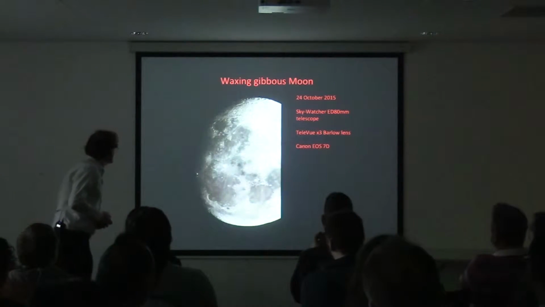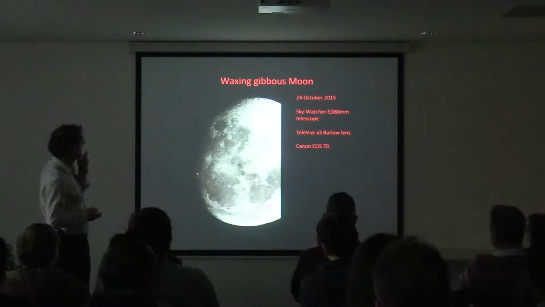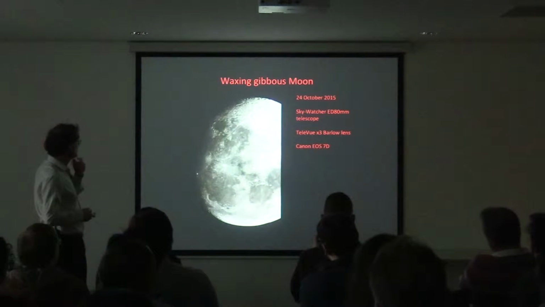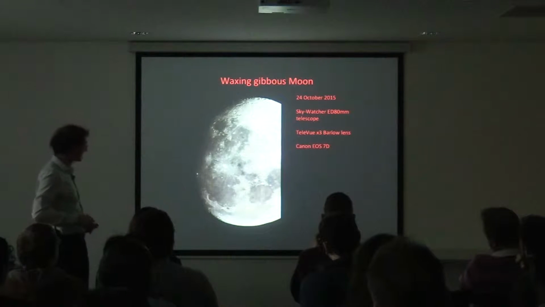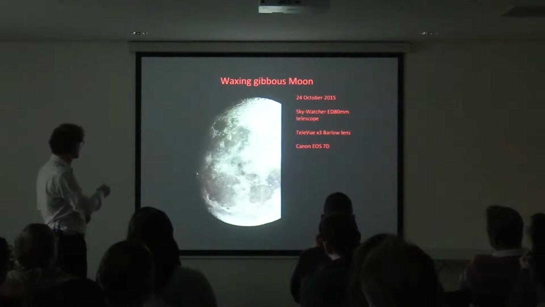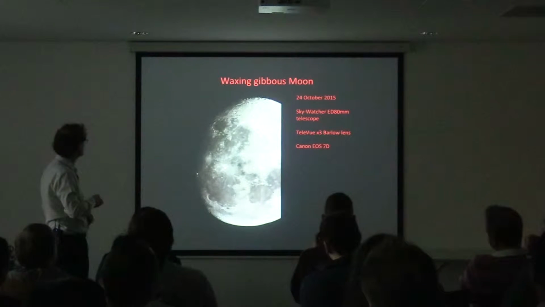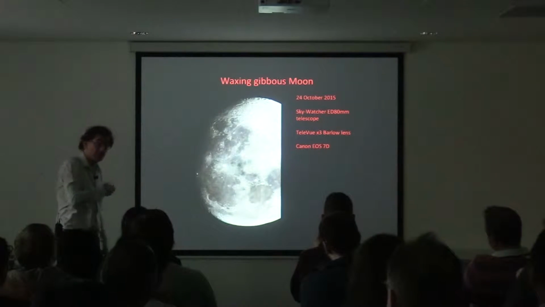Okay, that's the moon photographed through a very small telescope, actually, just the Skywatcher 80mm refractor. And I've multiplied the magnification by 3 using this Barlow lens that you put in between the camera and the telescope. And as you can see, there's quite a lot of crater detail. There's Copernicus there, that's Tycho with the rays.